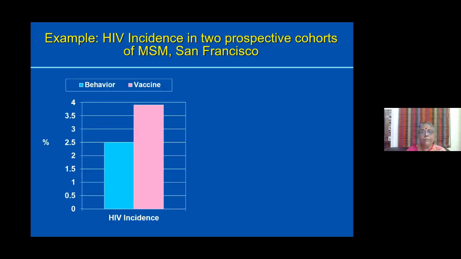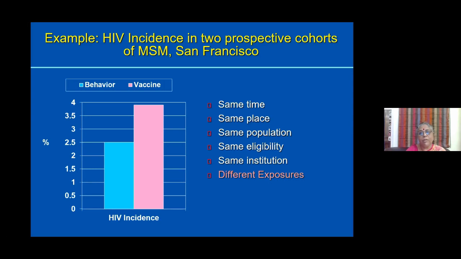Now this is an example of two cohorts. The blue one shows that they have high risk behavior. So behavior change was taught to this group, or they were given behavior change education, and the other group had been given vaccine. Now what we see is at the same time they were enrolled, same place, same population, same eligibility, same institution, but the exposures were different, and you are just observing. And after a period of time, what do you see? That the HIV incidence among those who were given behavior change education was less than those who were given vaccines.